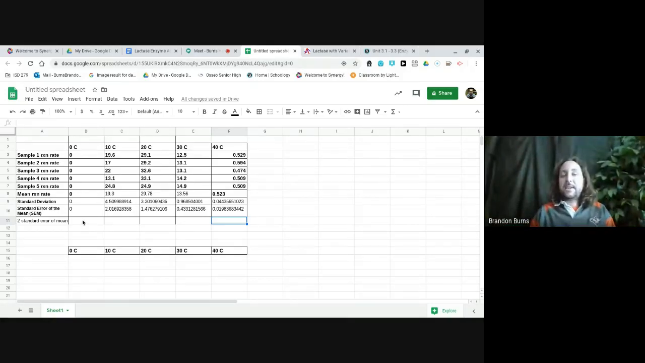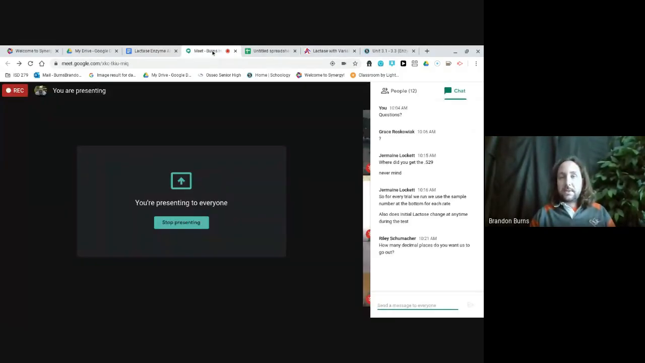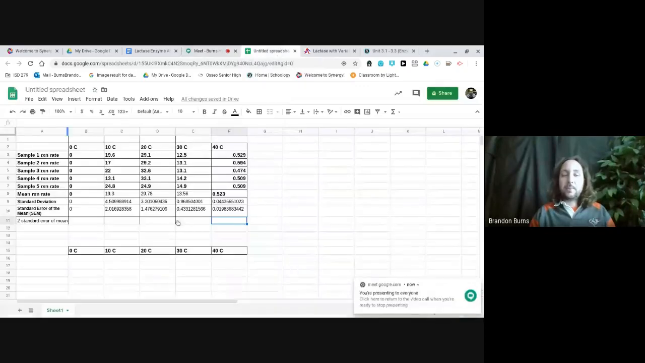Okay, now standard error of the mean is only one value. If we look at the lab, it says to create an appropriately labeled graph to illustrate the sample means at the 5 temperatures tested to within 95% confidence, which is the mean plus or minus 2 standard errors of the mean. Let's quickly check and see if there are any questions. Okay, so at this point I can go back in here and do 2 standard errors of the mean, which for this one is just going to be 0.